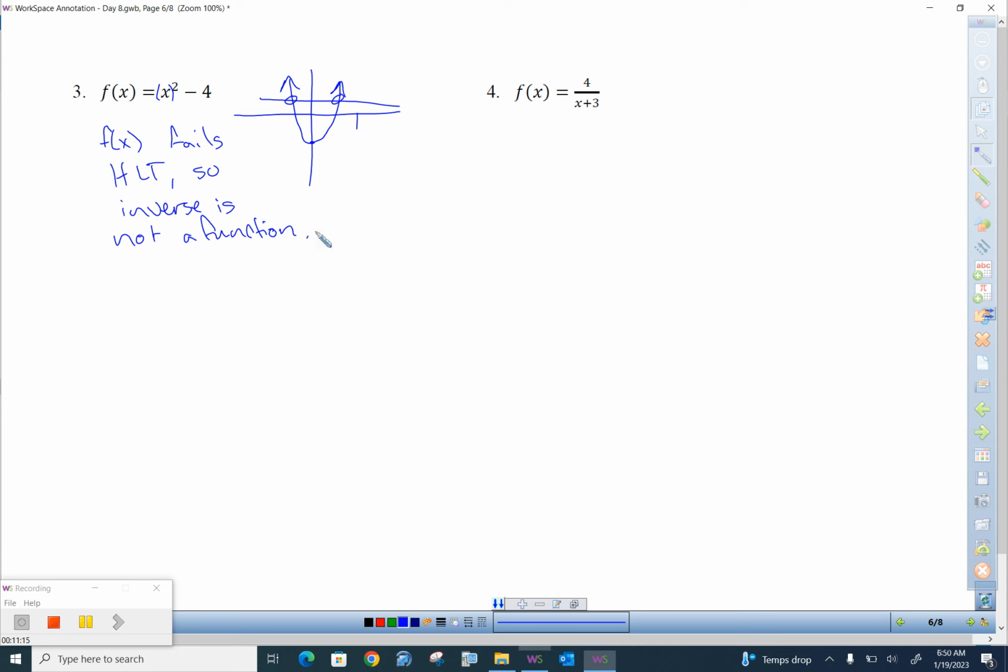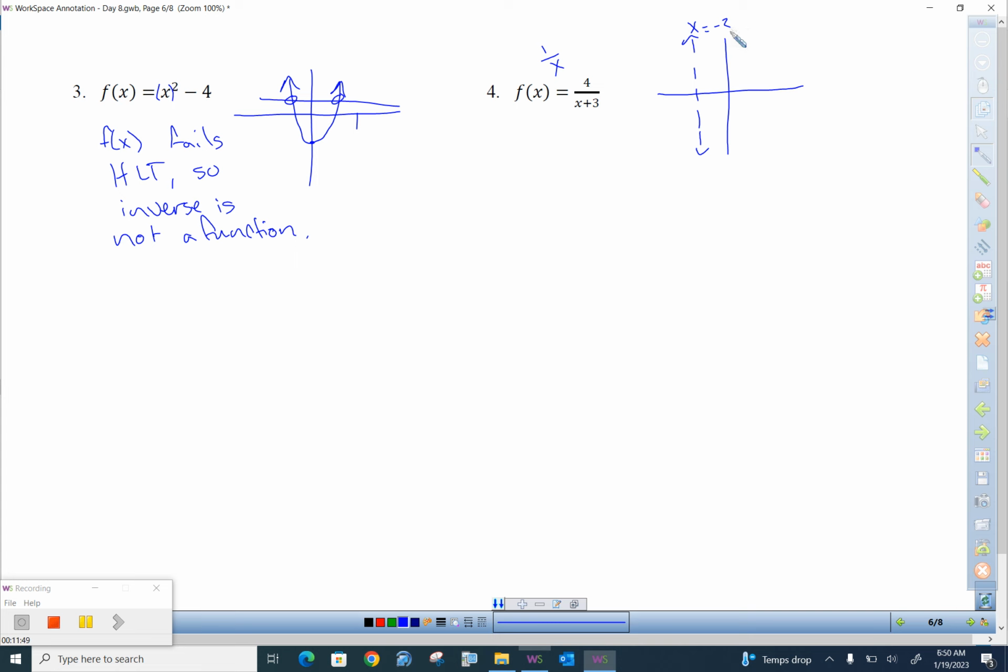Okay. This next one, parent function, is a little bit more fun. We've got parent function of 1 over x here. This 4 is a vertical stretch. This plus 3 means going to the left 3. So remember, for this one, the translations are going to tell us where our asymptotes have gone. They start at 0, 0, and this plus 3 goes to the left. So now we have one at x equals negative 3.